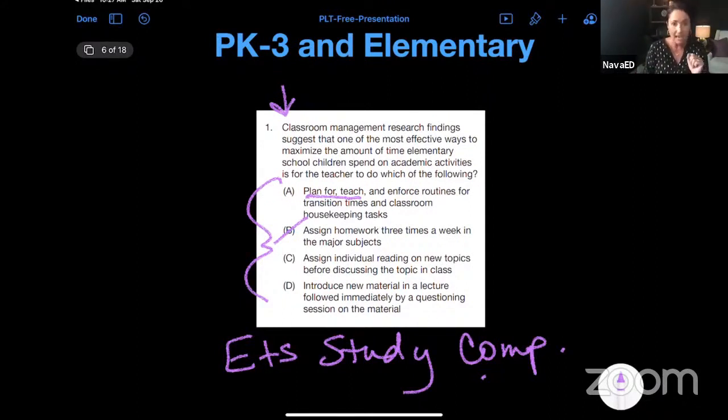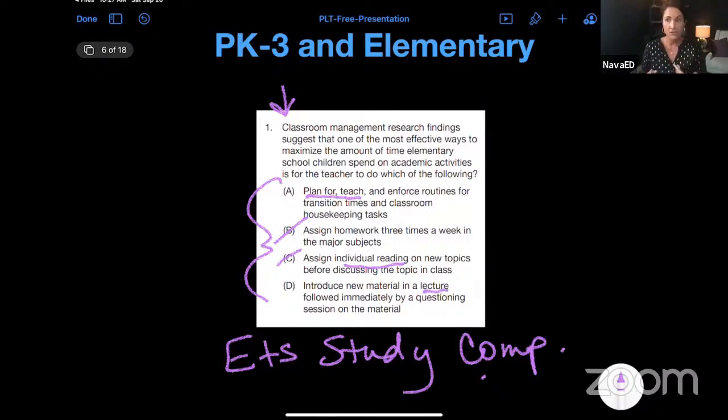Let's go with C, assign individual reading on new, we got individual reading there. Remember that silent independent reading, usually a bad word, not all the time, but usually a bad word. It's not the worst thing in the world, but I am going to eliminate it for now because I like A better. D, introduce new material and lecture followed immediately by questioning session on the material. So lecture is not the best word here.